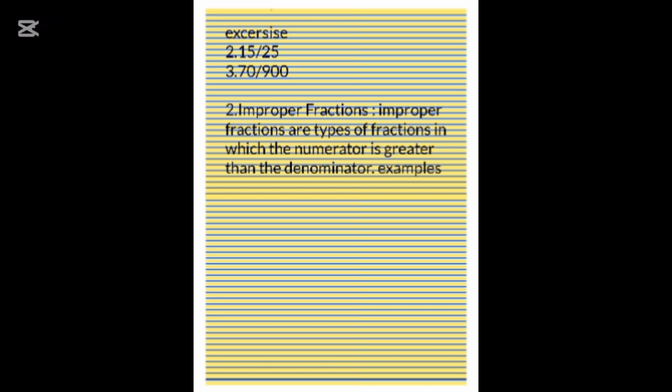Examples. We have 4 all over 3, 3 all over 2, 7 over 5, 10 all over 9. Now, with this type of fraction, you can see that the numerator is greater than the denominator.